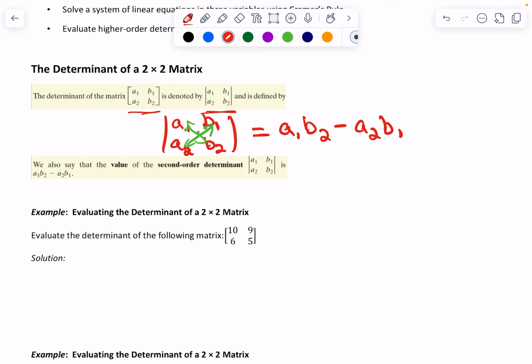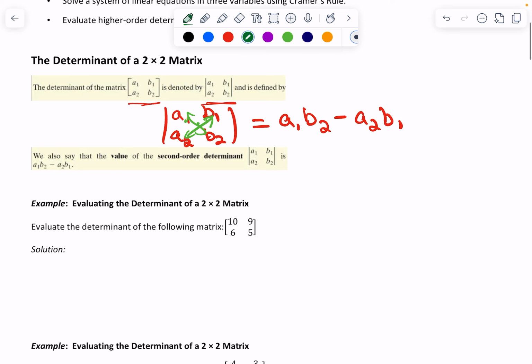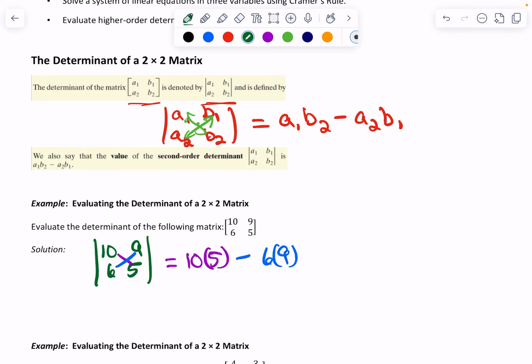Okay, so let's look at an example here. We're evaluating the determinant of the following matrix. First we're going to rewrite it, 10, 9, 6, 5, with the straight lines. And now we're going to do the multiplications. So 10 times 5 minus 6 times 9. So we get 50 minus 54 equals negative 4.